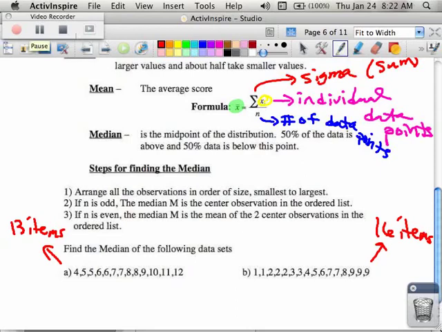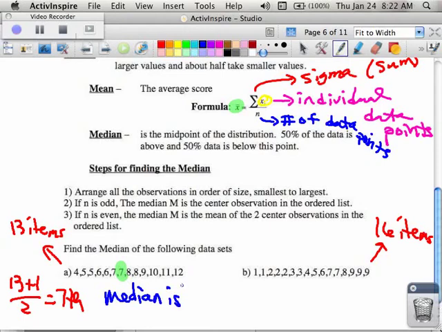Okay, so in list number 1, we have 13 items. That means there's an odd number of things. In order to find the one that you want, you take that number 13, add 1 onto it, chop it in half, and I want the 7th item, so I just count over to the 7th item. 1, 2, 3, 4, 5, 6, 7. And so the one that I want, which is the 7th item, is this one. And that means that my median is 7.